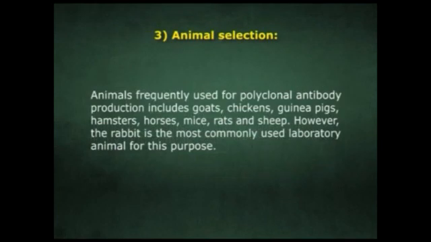The third procedure is the animal selection. Animals frequently used for polyclonal antibody production include goats, chickens, guinea pigs, hamsters, horses, mice, rats and sheep. However, rabbit is the most commonly used laboratory animal for this purpose.